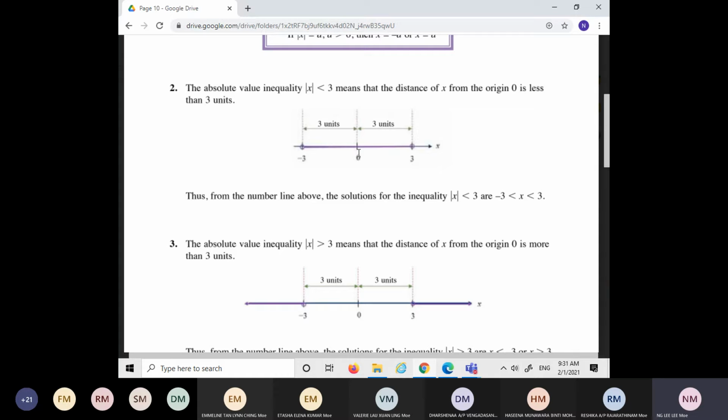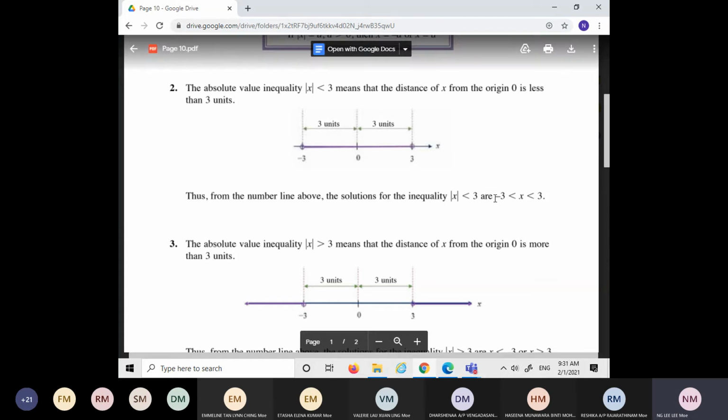units? You can take from here to here. You can take from here to here as well. So altogether, it's from negative 3 until 3. Can you see? Your answer will be negative 3 until 3.